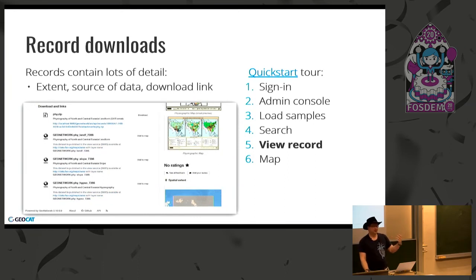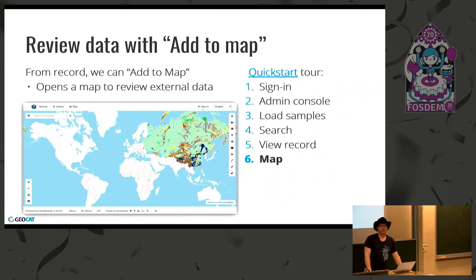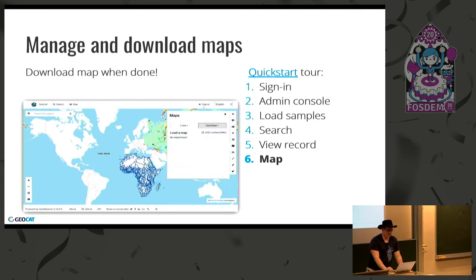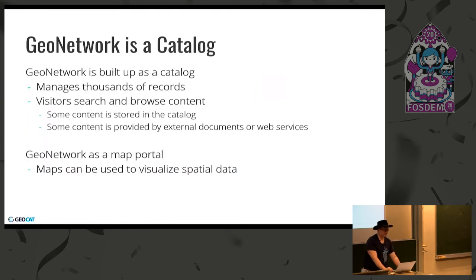The records contain a lot of detail on the extent, the source of data, the pedigree of it, and hopefully a download link or a link to an actual web service where you can grab the content. And then finally, there's an add to map button right on the records. So we can hit add to map and see the data in a little browser here. As we're going through and doing that, we can mix and match content we find and eventually download it when we're done. So that was kind of fun.